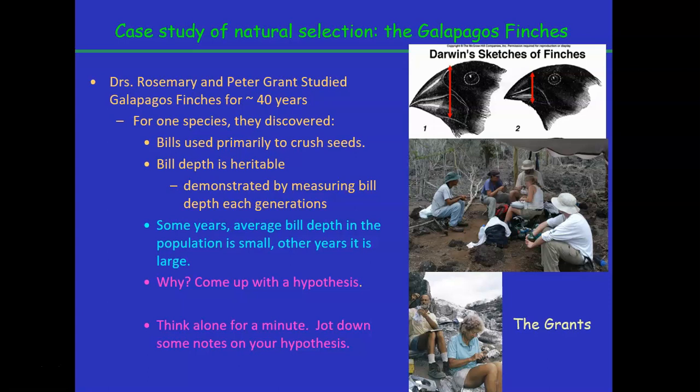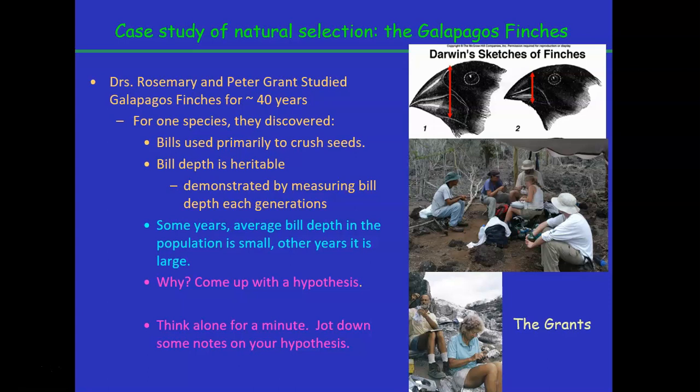And so what the Grants would do is they would catch these birds all the time. They would measure the parent bills, they would measure the offspring bills, and then the offspring's offspring, and then the offspring's offspring's offsprings, and I think you get the idea. And eventually, in doing this for all the birds on some of these islands, they were able to see these patterns of how bill depth changed over time.